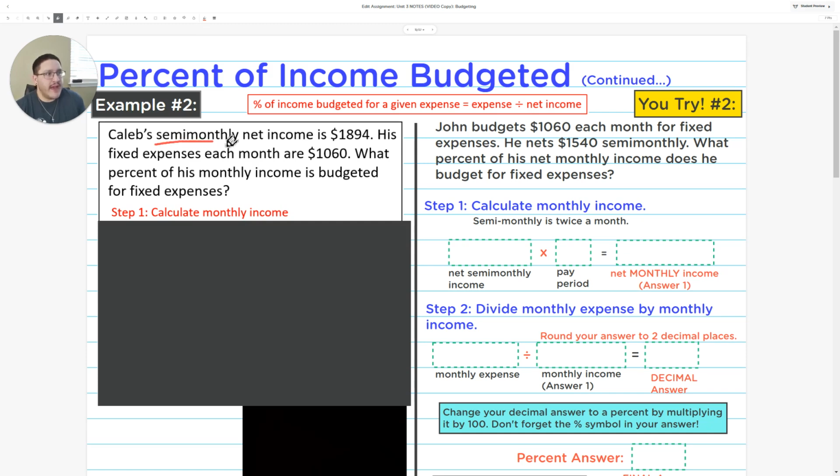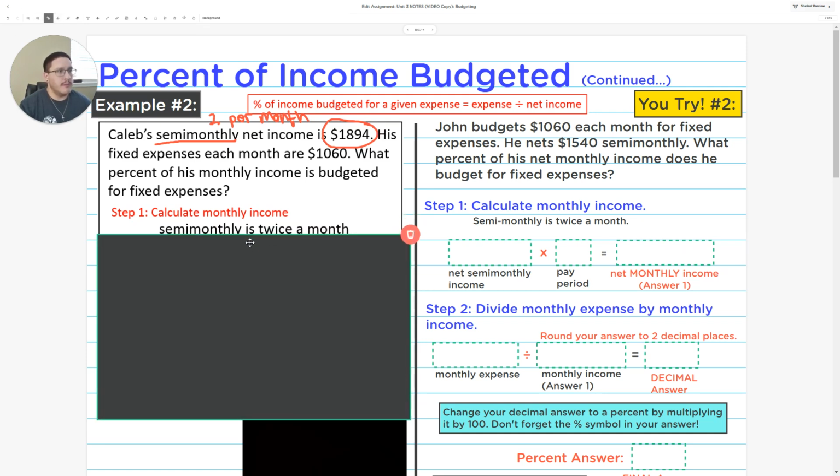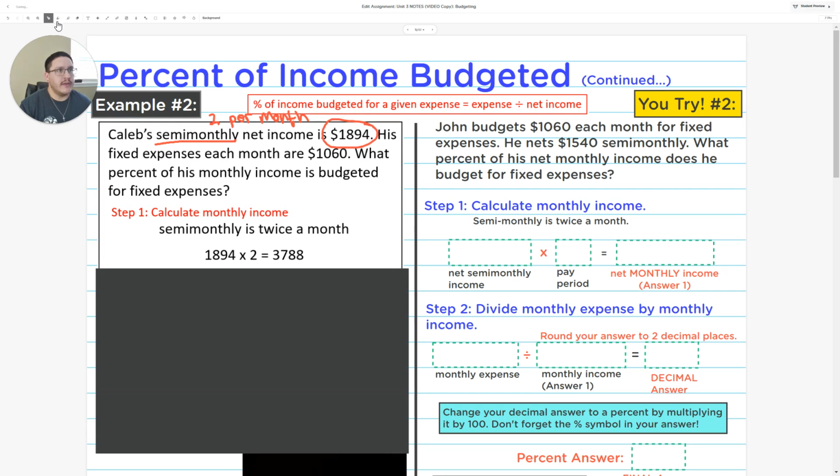Caleb's semi-monthly net income is $1,894. So how do we get monthly income from a semi-monthly figure? We know semi-monthly means twice per month. Again, semi-monthly means twice per month. So I'm going to take this figure, multiply it by 2, and this is how much I have per month.